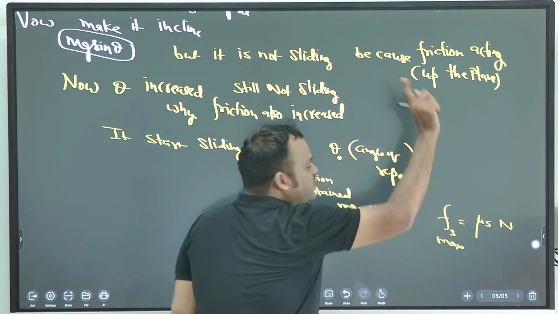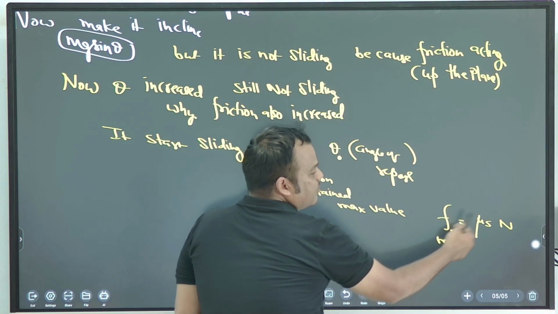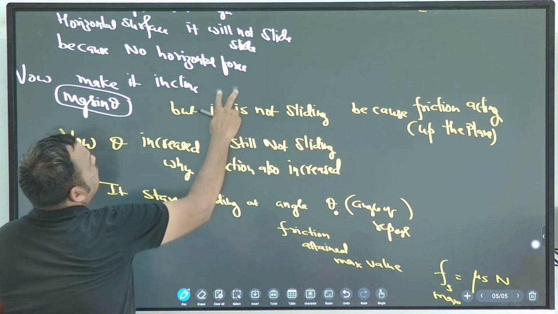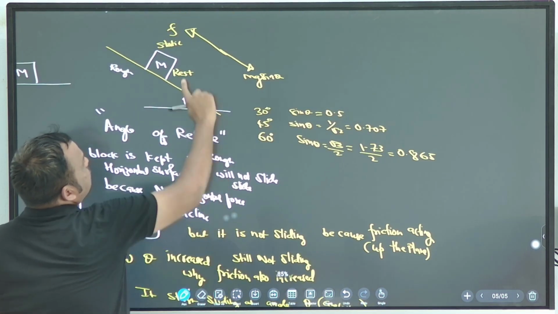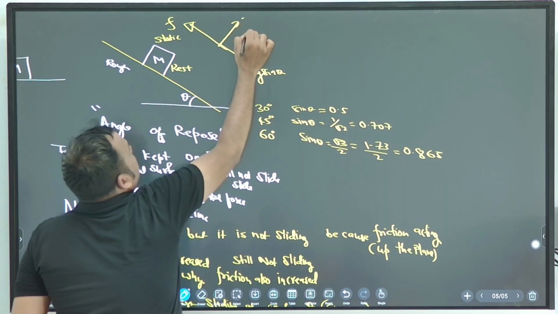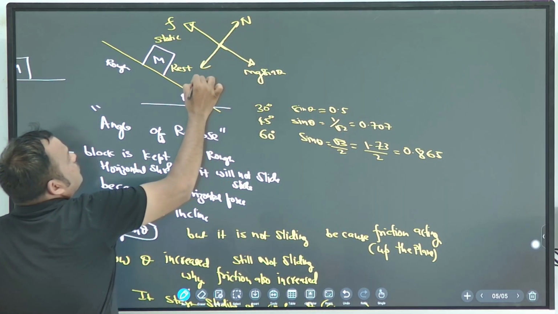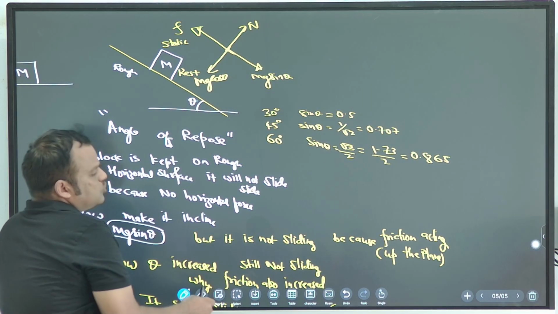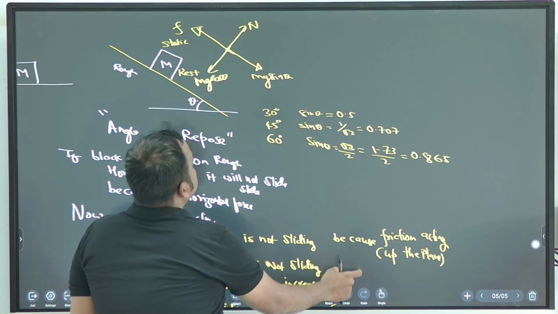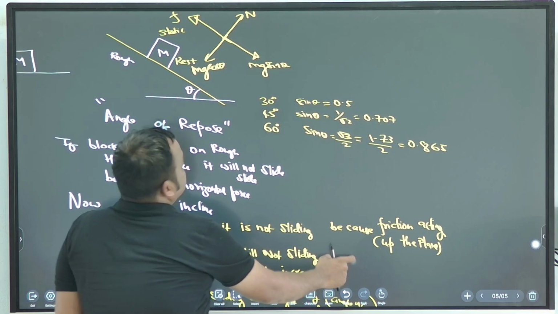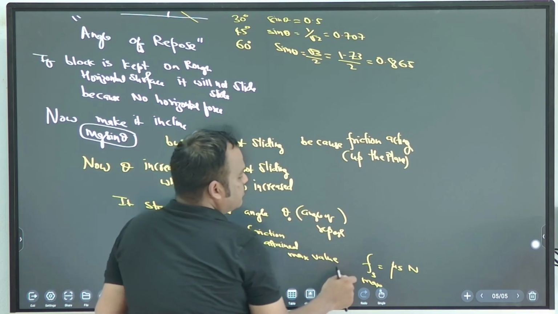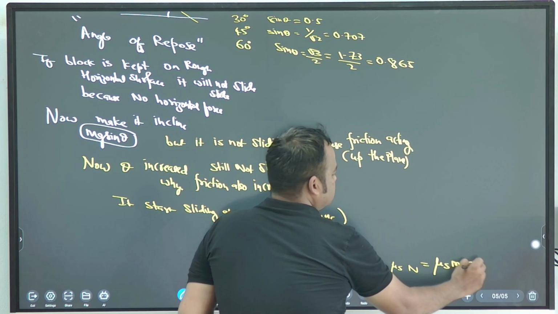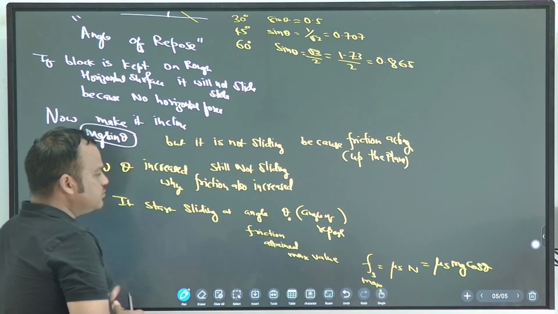Mu s can have any value, but for maximum friction, what is the formula? Mu s N. And what is the N value? N is mg cos theta, correct? So what is the maximum value of friction? Note down. Maximum value of friction is mu s mg cos theta. Are you getting?